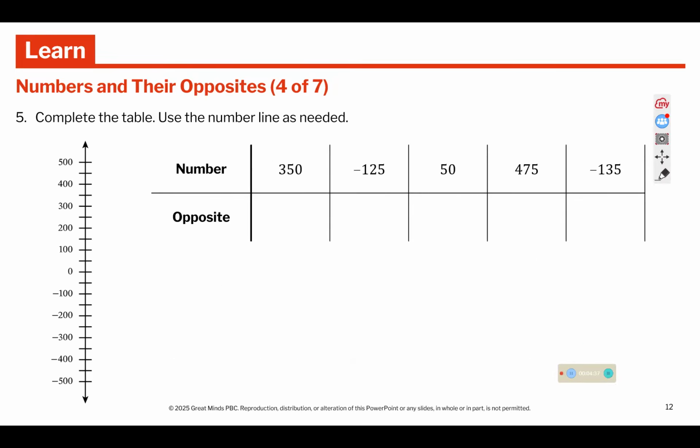Go ahead and use this vertical number line to complete the opposites of the numbers listed in the table. Take some time now to try them on your own. Then check your work.